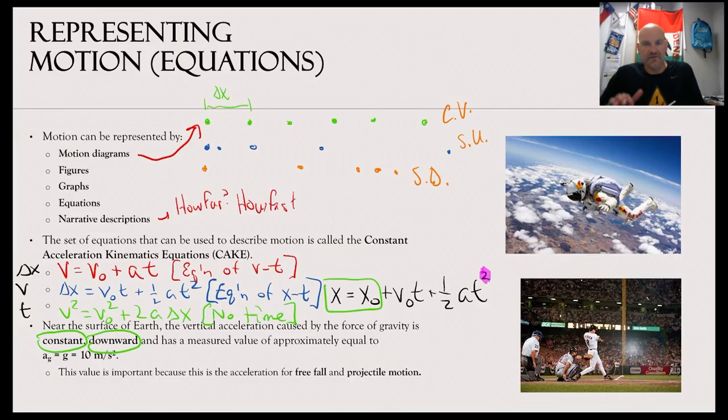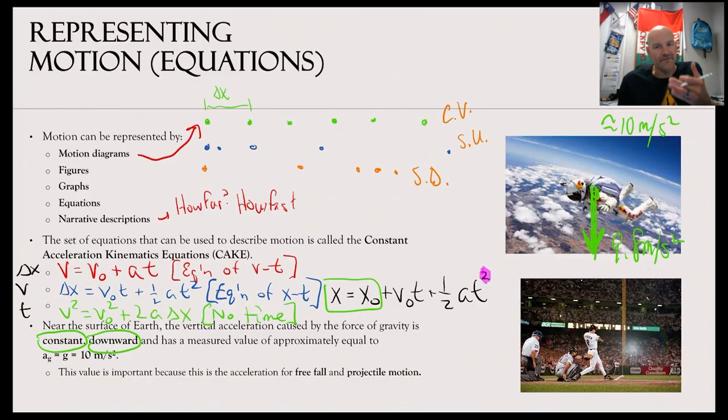If you look at Felix Baumgartner, who did the jump from space, he experienced an acceleration that is constant, and it has a value of 9.8, or as you can see over here, approximately 10 meters per second squared, right? This value is very important because when we talk about free fall and projectile motion, this is the acceleration of free fall. This is also called the acceleration due to gravity.